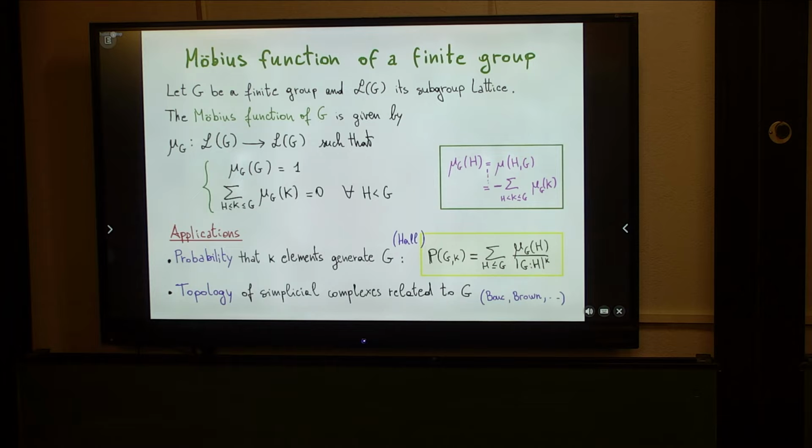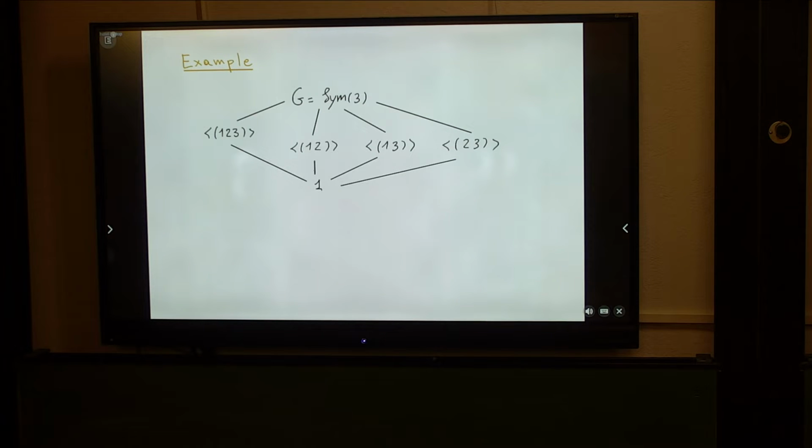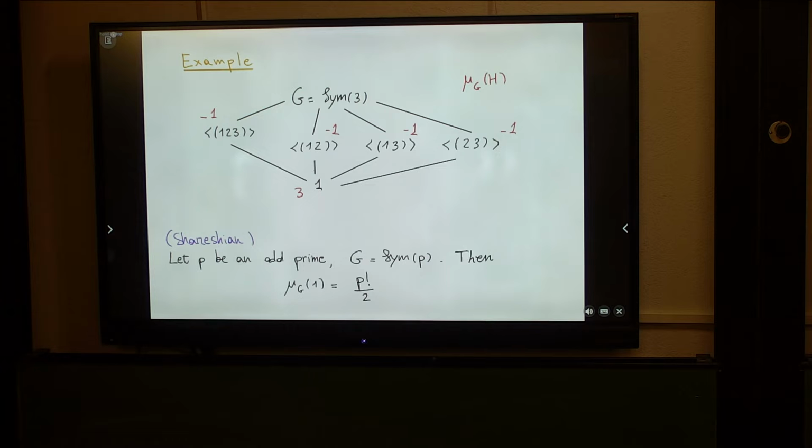There are some results from Brown, and I prefer to give some examples just to fix the idea. For example, in the symmetric group, the Möbius function on the maximal subgroups is always minus 1, and then we can obtain the value of the Möbius function at the trivial subgroup 1. So, in general, the Möbius function has not only the values 0, 1, minus 1 as the classical one, but any value in Z.